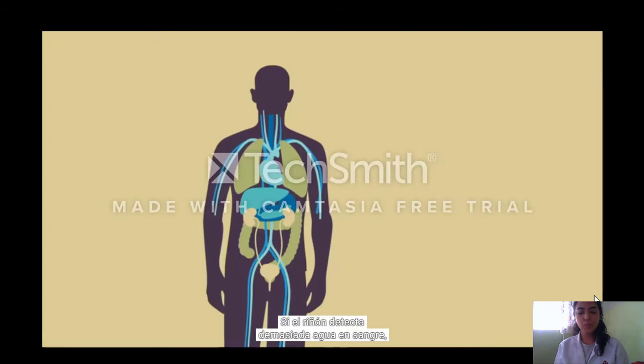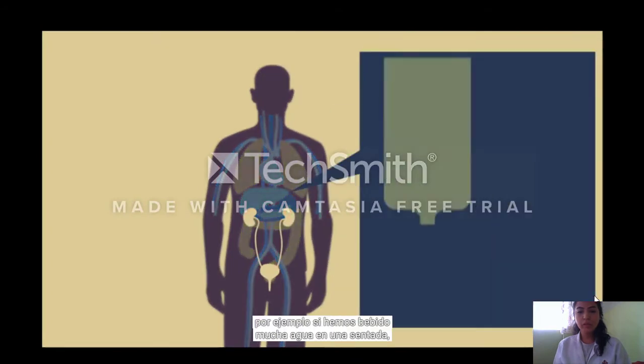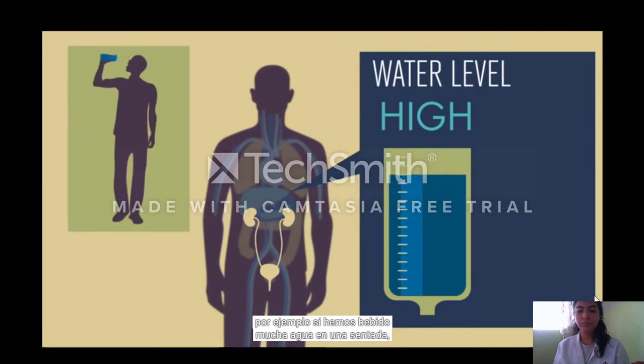If the kidney detects too much of it in your blood, for instance, when you've chugged several glasses at once, it sends the extra liquid to the bladder to be removed.